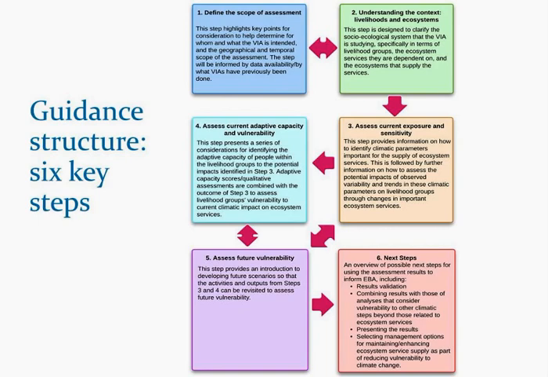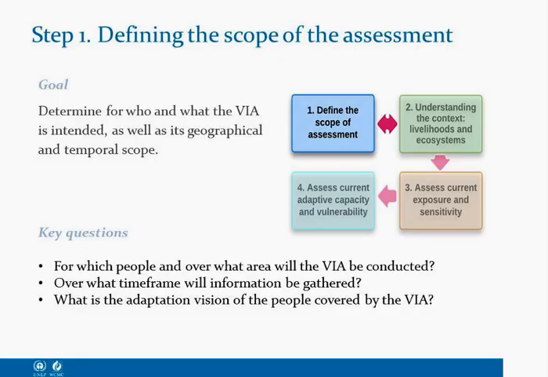So the guidance is structured around 6 key steps, and I will walk you through all of them now. So starting with step number 1, which is defining the scope of the assessment. Obviously it is very important to be clear about who the target group of the assessment is, which is the group of beneficiaries whose adaptation is to be supported by the VIA, and also to identify, linked to this, the geographical scope and also the time horizon that we are planning for.